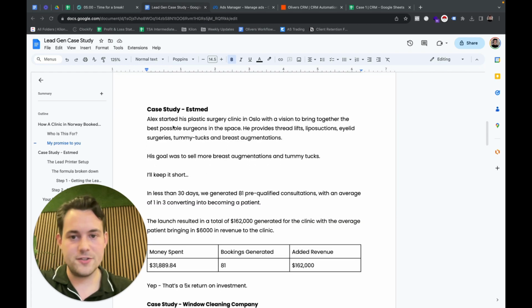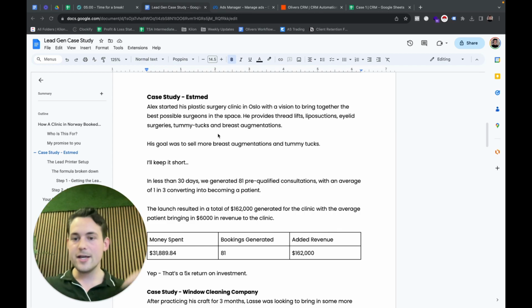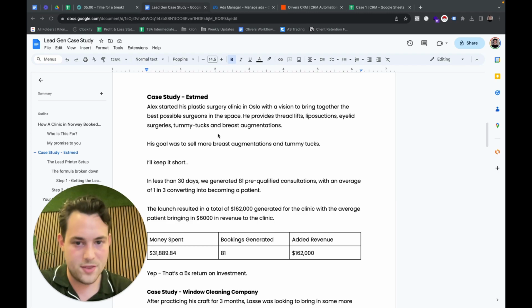The first initial case study here is very short, let me go through it. So Alex runs a plastic surgery clinic called Astmed. It's based in Oslo in Norway. He started his plastic surgery clinic in Oslo with a vision to bring together the best possible surgeons in the space. So he's been pulling in people from everywhere to come to his clinic to make it super attractive, which is great. He provides thread lifts, liposuctions, eyelid surgeries, tummy tucks, breast augmentations, and a few other things.